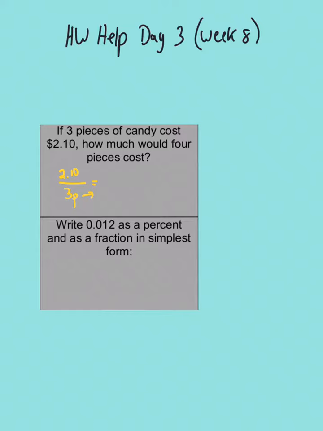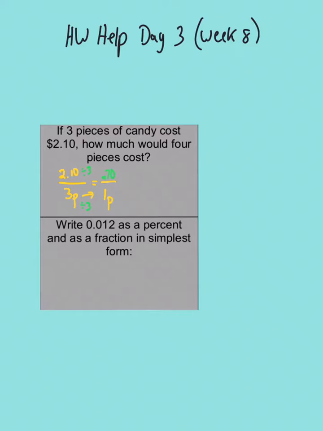So to figure out the unit price, I'm going to figure out what 1 piece costs. And to do that, I know 3 divided by itself is 1. So I will do 210 divided by 3, and I get 70 cents. It comes out 0.7 on your calculator, but you know it's money, so it's 70 cents. So 1 piece of candy costs 70 cents.